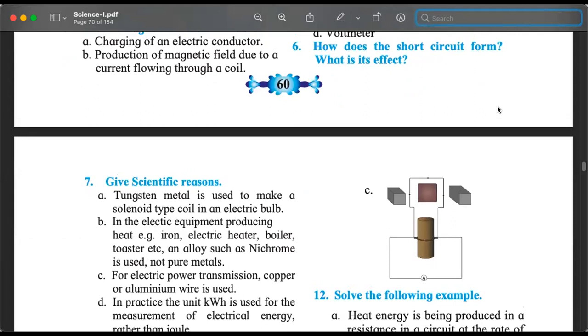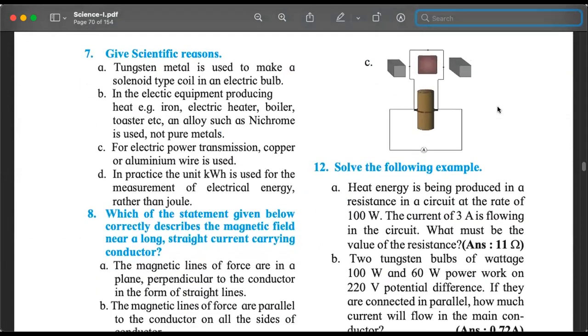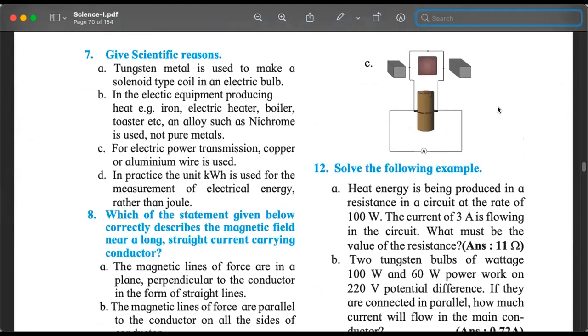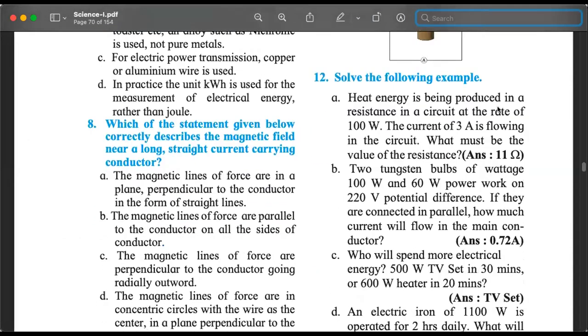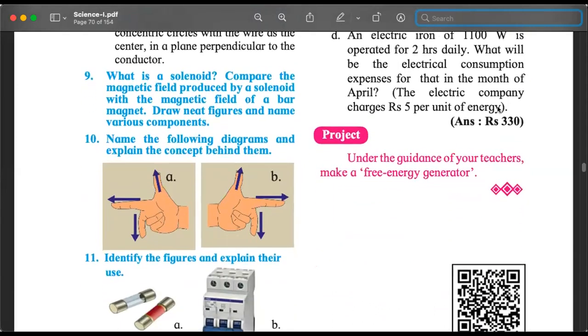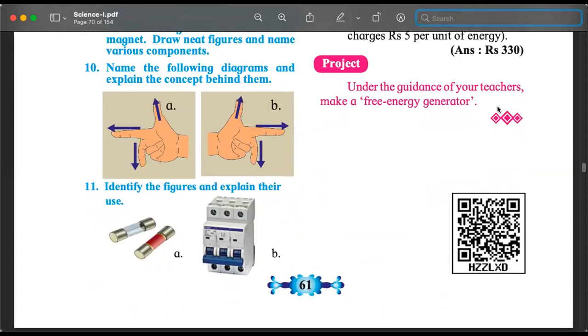Question number 6, we have already covered. Question number 7, A, B, D, we have covered. And 7C, for electric power transmission, copper or aluminum wire is used. Why? Right? So they are good conductors, so less loss of energy. You can write it on your own. Question number 8, we have completed. Question number 9, we have completed about solenoid. Question number 10B, we had done, which is Fleming's left-hand rule.